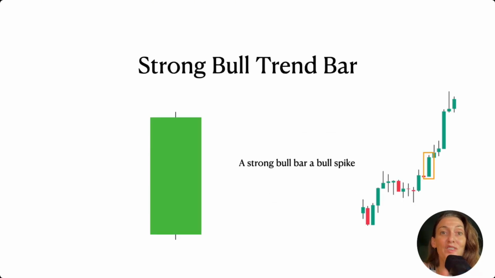First, this is a strong bull trend bar. So it's just a large bar that you find in the middle of a trend. You can see in this example that I have right here, we've been in a bull trend upward. And this is just a bar that is fairly large in size compared to the other bars. So that's telling us that the trend is strong.